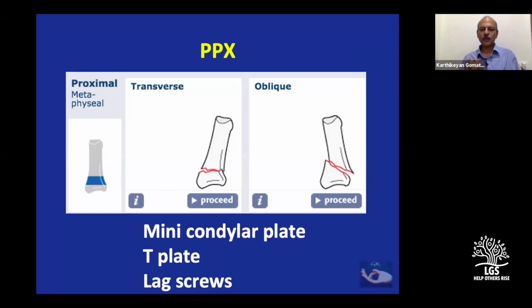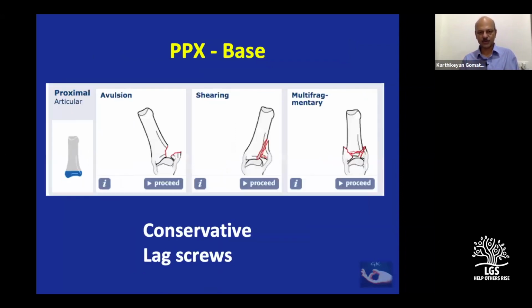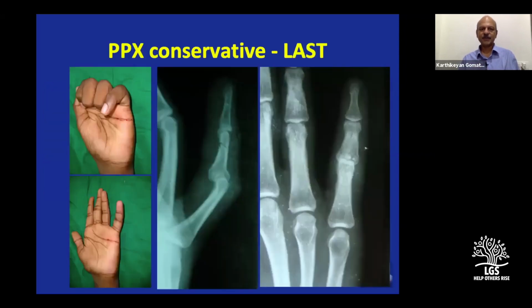So it is ideal to put in either a mini condylar plate, T-plates or lag screws. And similarly, conservative management of base fractures and avulsion fractures can be done, or lag screw fixation can be done. But please remember, it is very difficult to approach this area. So we must remember that fixation must be comfortably done. Only then you can get good results.